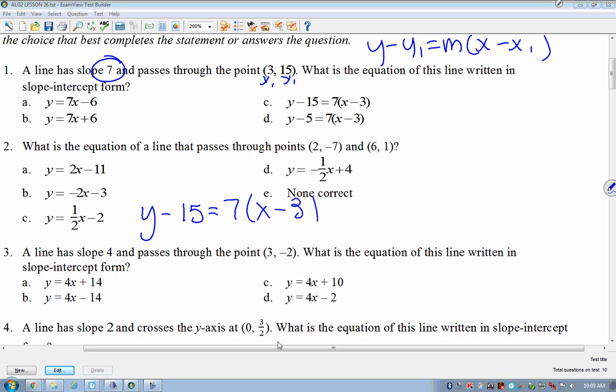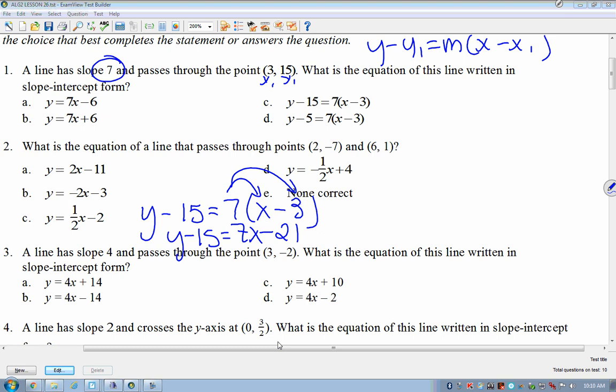X minus 3. Okay, now we're going to solve this like a normal equation. So what do I do first? Distribute the 7. Very good. Okay, so we have y minus 15 equals what? 7x minus 21. Okay, we got y minus 15 equals 7x minus 21.